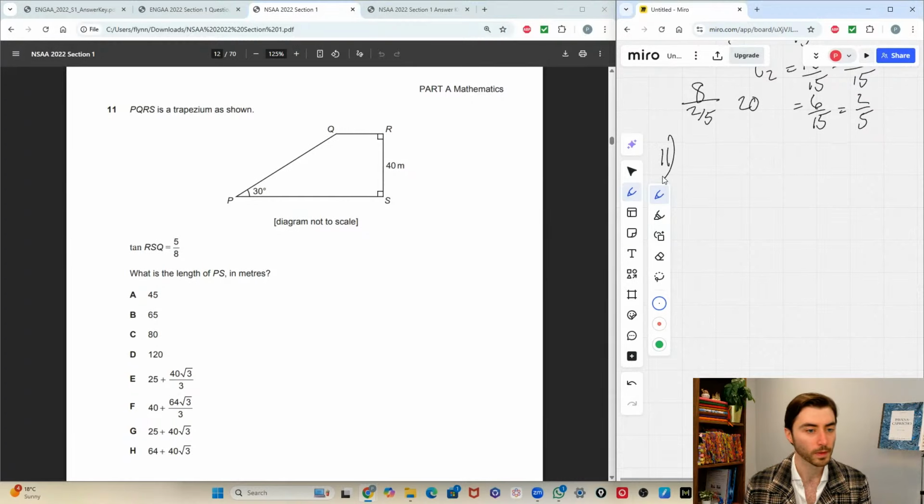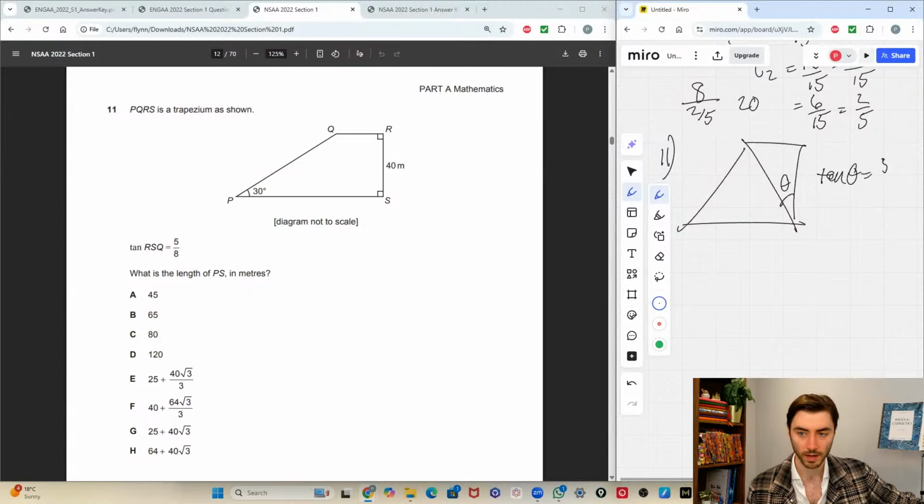Okay, 11. I got to speed up. So tan RSQ. Okay, I'm going to have to draw this out because you would have to as well. Tan of RSQ. So tan theta is 5/8. And that's 40. So tan theta would, so opposite over adjacent, but the adjacent is 40. So let's multiply this by 5. So that makes that 25.